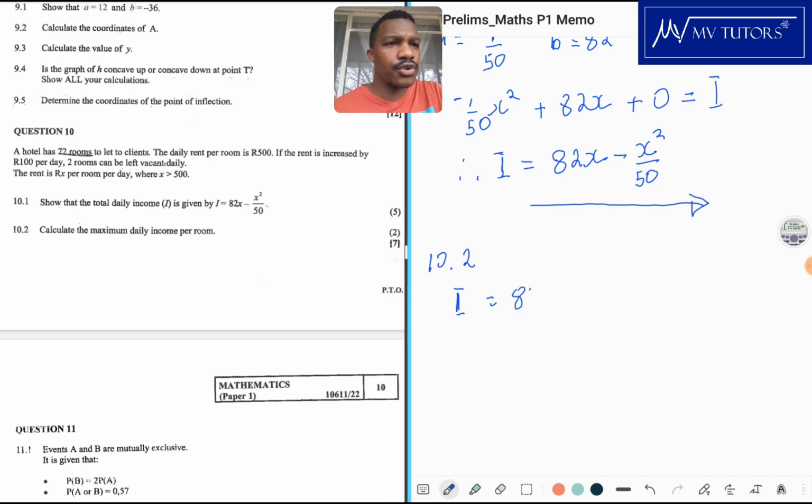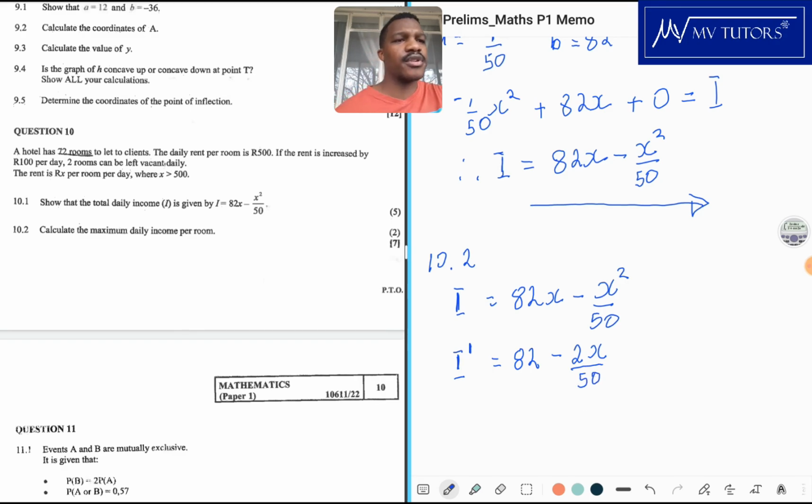is equal to 82x minus x squared over 50, then the derivative of the income, I'll just put a little one there, is just 82 minus, if I bring the 2 down, 2x over 50. Okay, simple derivative. What do we do with the derivative? We equate it to 0, and then we solve for x. So it's going to be 82 minus 2x over 50.